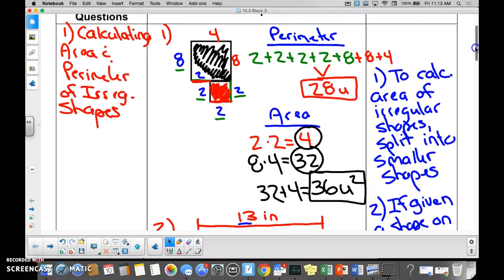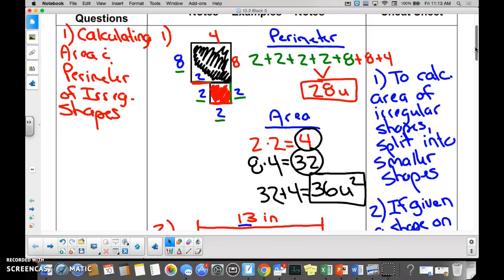First of all, when you have an irregular shape like number 1, you should always take that irregular shape and do what? Ahmed? Break it apart. Break it into smaller shapes, right? So once you have it broken into smaller shapes, you can just use your formulas to calculate the area, or for the perimeter, you just add up all the outside sides.